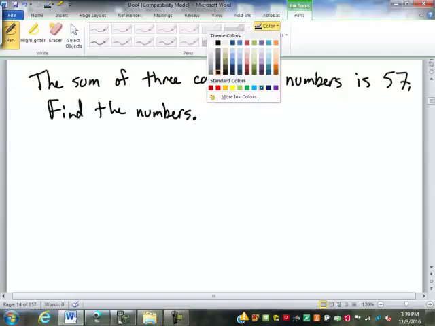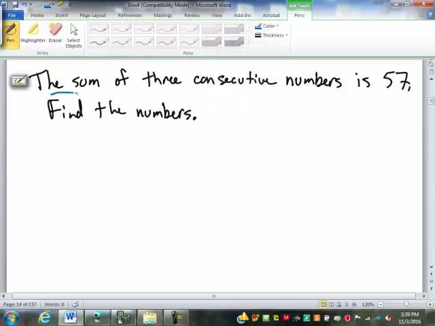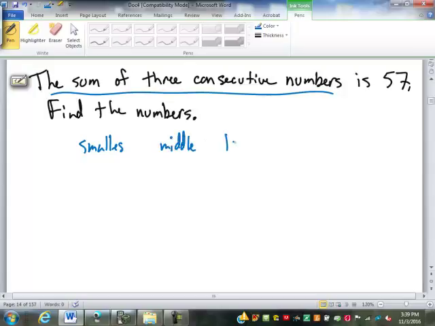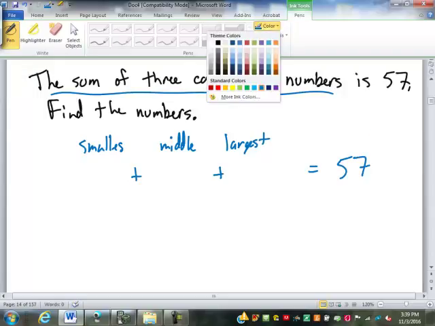Okay, so let's take a look at this one. The sum of 3 consecutive numbers is 57. So what I have is 3 numbers. I have the smallest, the middle, and the largest. They are going to add up to 57. It's the sum that we're looking for.